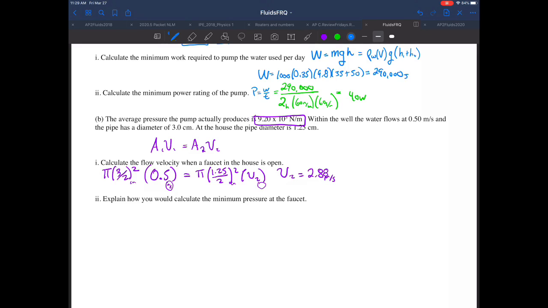Okay, now let's calculate the pressure at the faucet. It says explain how, but whatever, we'll just do it. So let's take the pressure in the well plus the height of the well, rho g y1, plus 1/2 rho v1 squared, the speed of the water in the well. And let's set that equal to the pressure at the faucet plus rho g y2 plus 1/2 rho speed at the faucet squared. And we know all these numbers because it says the pump is 9.2 times 10 to the 5th, and we can call this next term height of 0, and then we can say here's our flow speed.